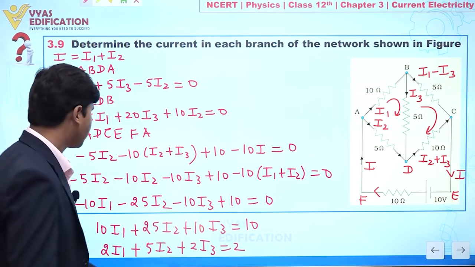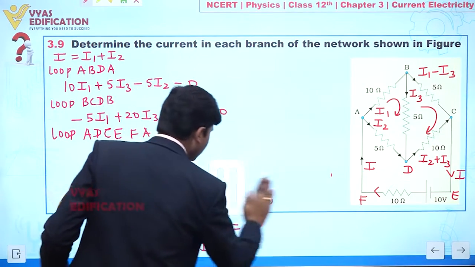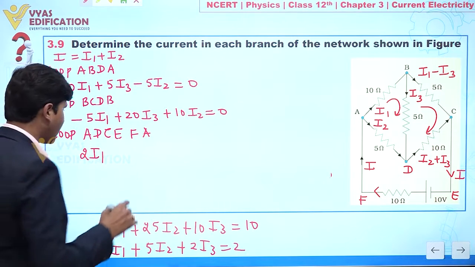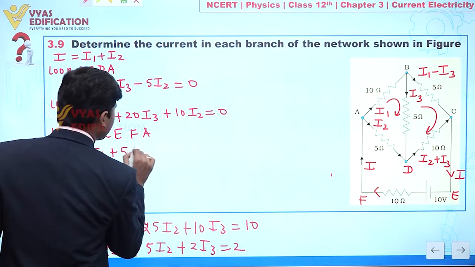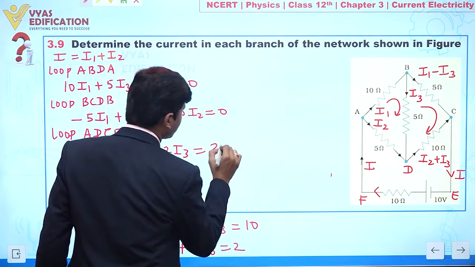Clear? So let's suppose this is the final equation, so I am writing that final equation only. This is 2 times I1 plus 5 I2 plus 2 I3, and this should be equal to 2. Clear?